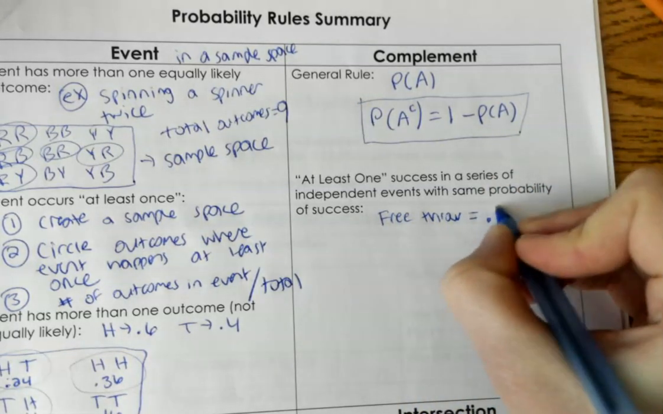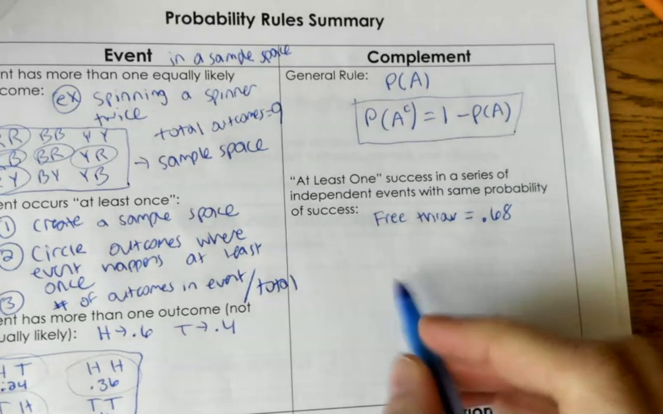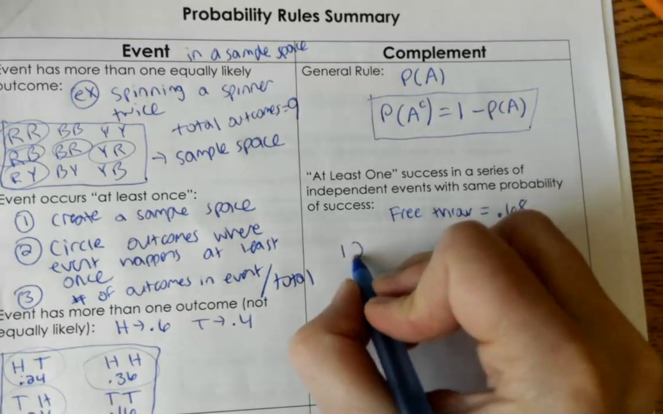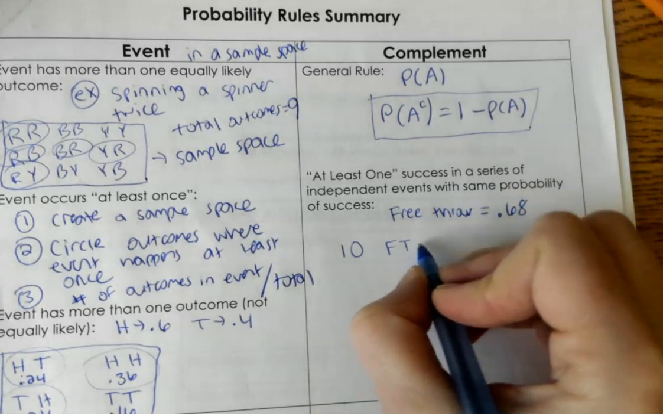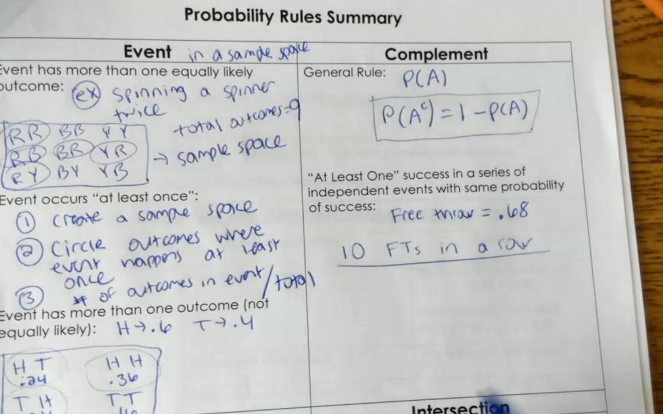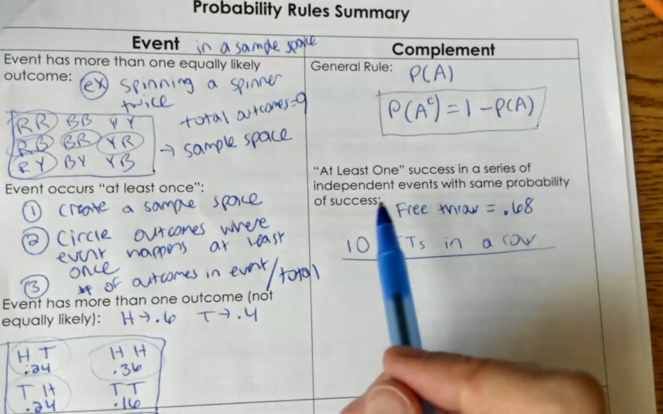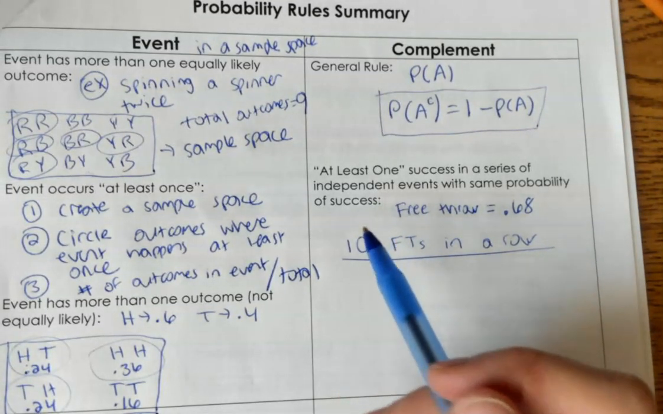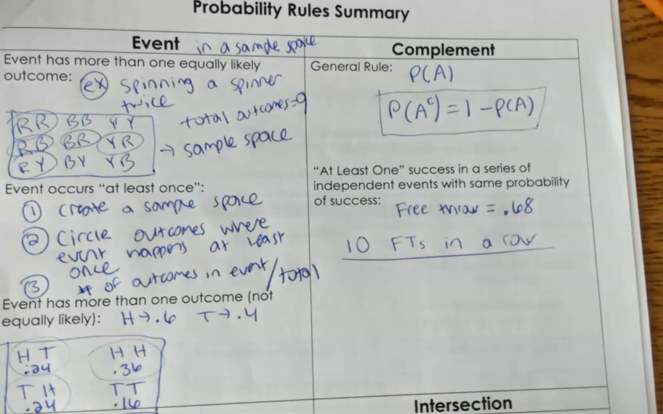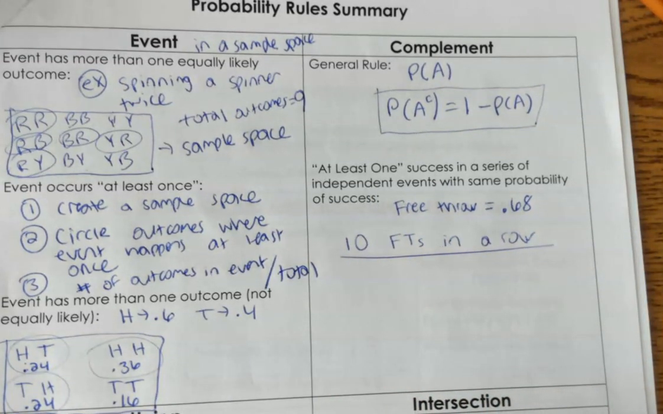And our percentage is 0.68. So that's our free throw percentage. Say we're going to throw 10 free throws in a row. What's our probability of hitting at least 1? Well, if you think about it, what's the complement of hitting at least 1? The complement of that is hitting none at all.